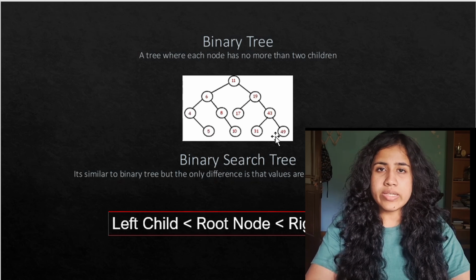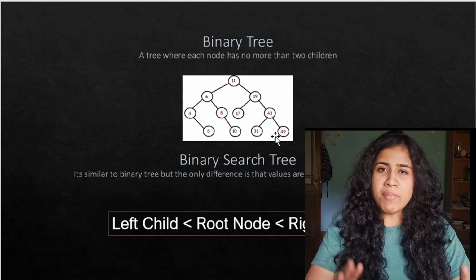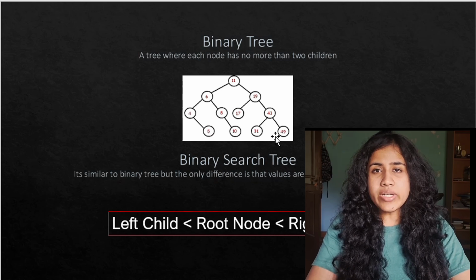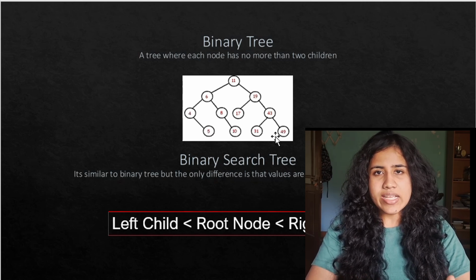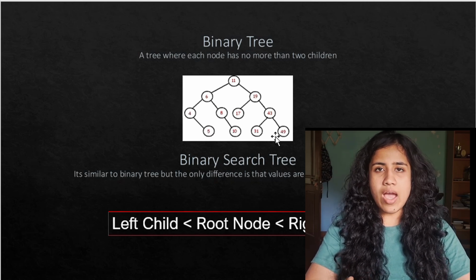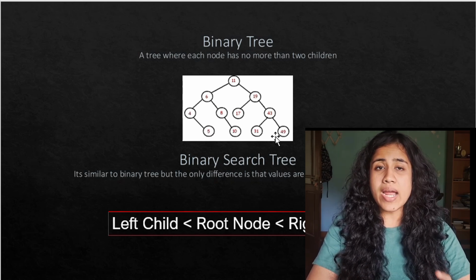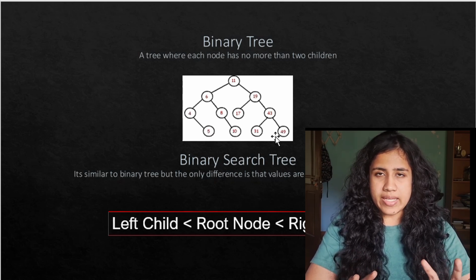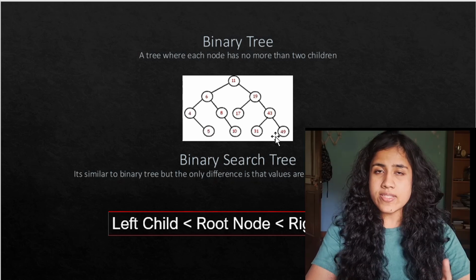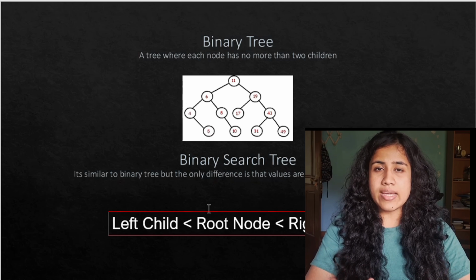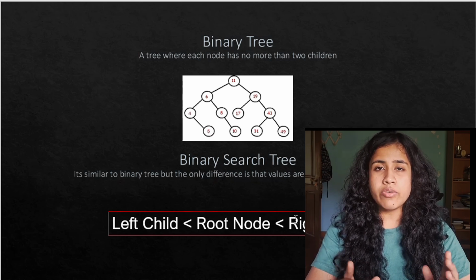So now we'll move to the main topic of the video, binary search tree. A binary search tree is the same as a binary tree, but the only difference is the values are arranged in a certain order. So you can see here the order we are arranging the nodes in a binary search tree is, if we have the root node in the beginning, the left side of the tree should have values that are less than the root node value.